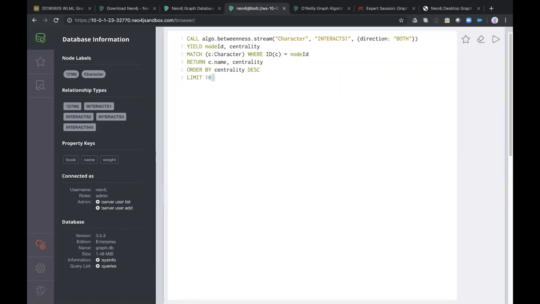It doesn't matter what the direction of the arrow is. If there's a connection between two characters, I'm going to count that. I'm going to use that. And then I'm going to yield the node ID, which is the identifier of the node, and its centrality score, which is the betweenness score.